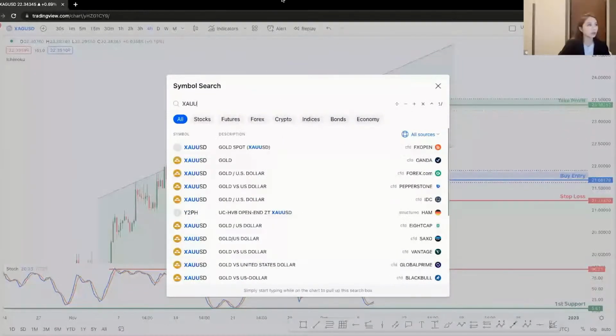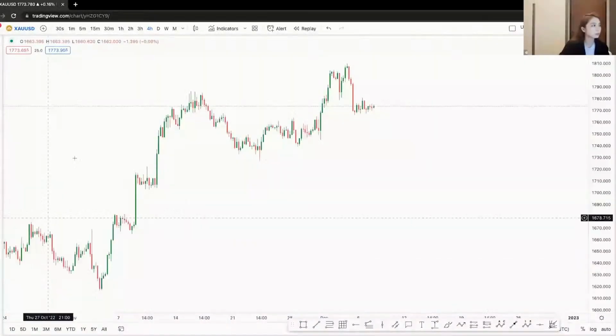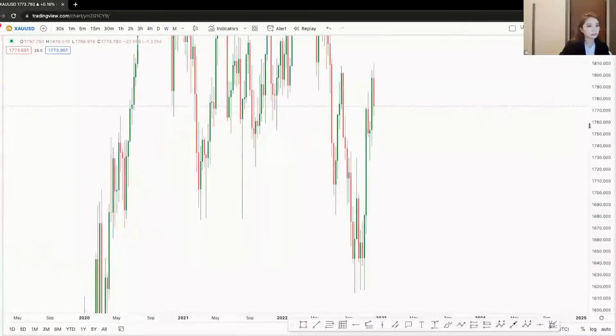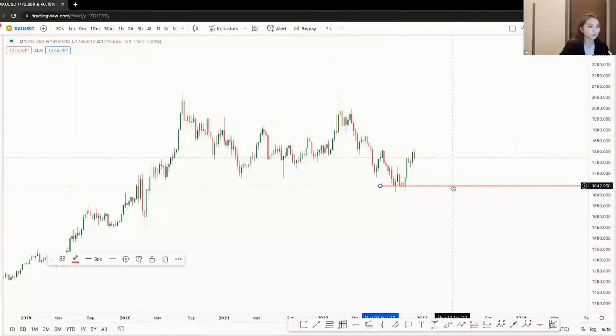Let's hold on. Okay, I think it's fine now. Let's look at gold. Very obvious support here.